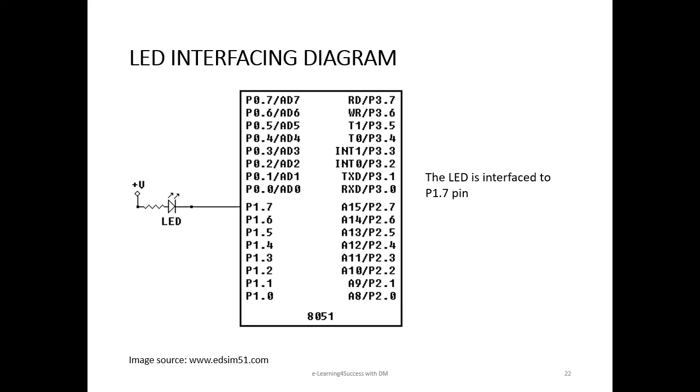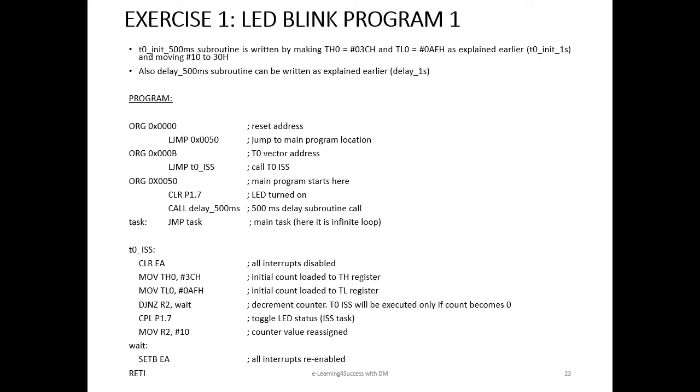You may notice that for this connection, making the P1.7 pin low will turn on this LED. Next we will write the 8051 assembly language program to obtain the desired functionality. This program clears and sets the P1.7 pin repeatedly at regular intervals to turn on and off the LED connected to it. Delay_500milliseconds subroutine is used to generate the required delay for the blinking action. This is done by counting 50 milliseconds 10 times.